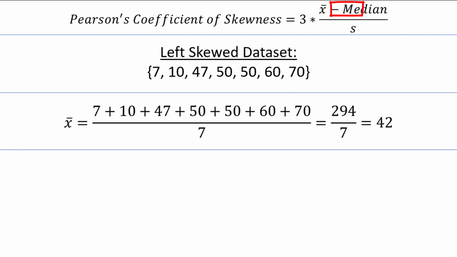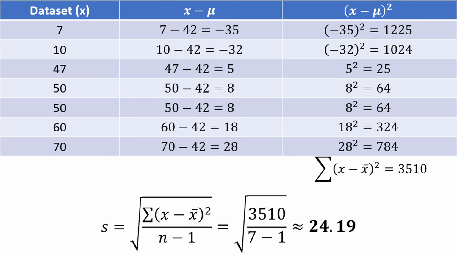The median is just the middle value. Since the data is already ordered, we can see that the median is the 4th number in, which is 50. Don't forget that if there are 2 middle numbers, you have to take the mean of those 2 values to find the median. I'm not going to explain all of the details for calculating the standard deviation, as there are many steps, and we've explained them in detail in a separate video. Here's the calculation for the standard deviation of this dataset, which comes to approximately 24.19.